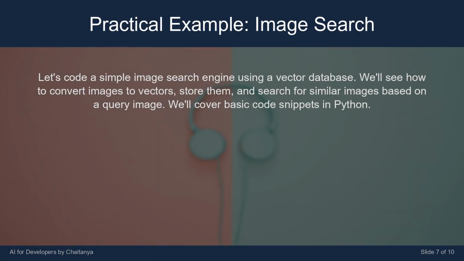Let's code a simple image search engine using a vector database. We'll see how to convert images to vectors, store them, and search for similar images based on a query image. We'll cover basic code snippets in Python.